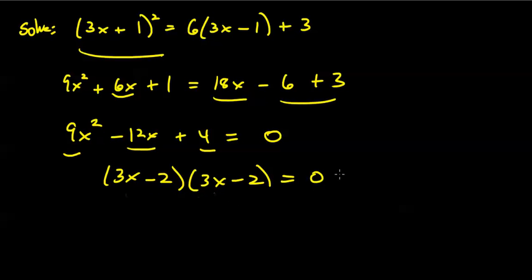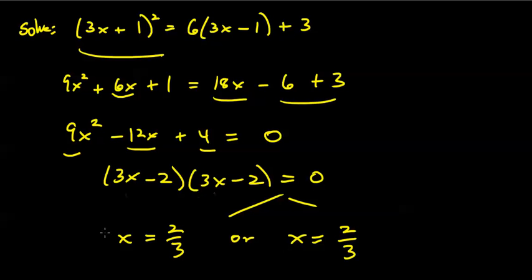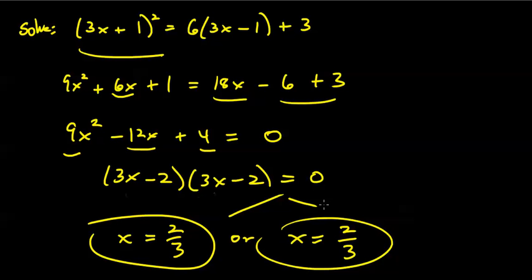And you probably noticed something. I won't tell you what it is right away. If I then branch off to 2 different degree 1 equations, I'll get 2 solutions, x equals 2/3 or x equals 2/3. Now you may have noticed that these binomial factors are both the same. 3x minus 2 times 3x minus 2. And when that happens, of course, you're going to have a duplicated solution.